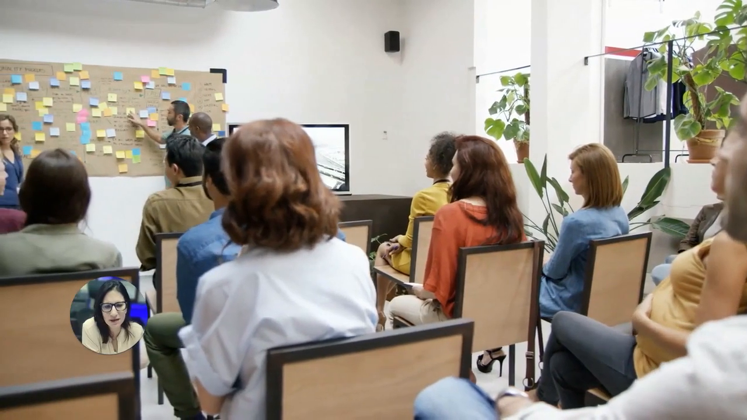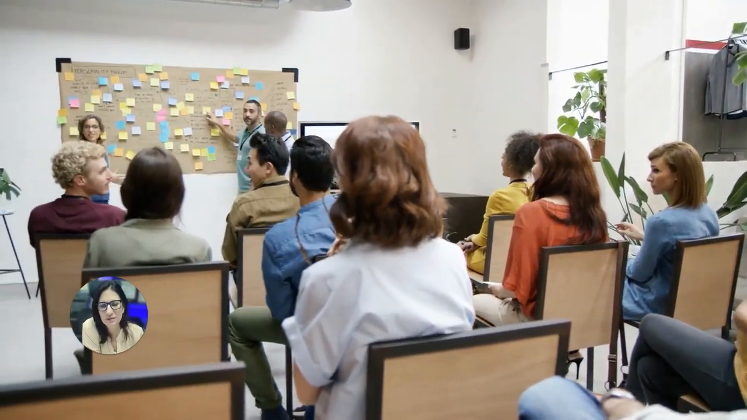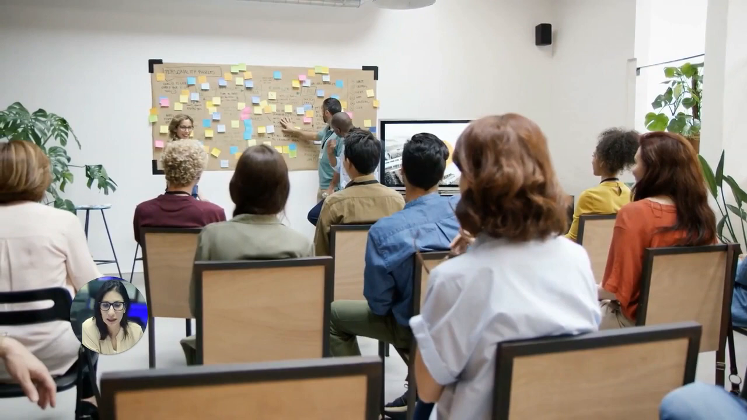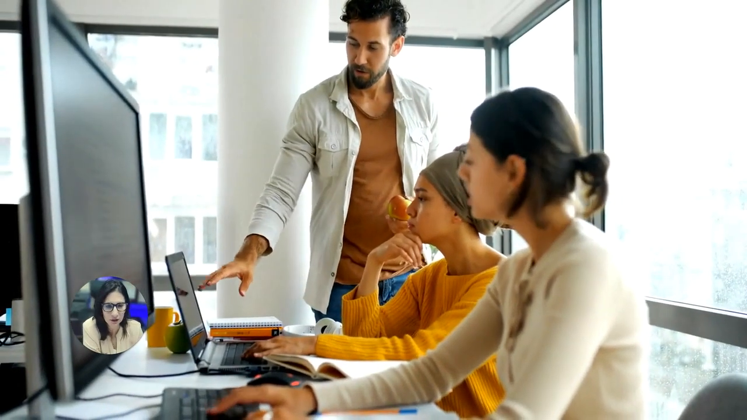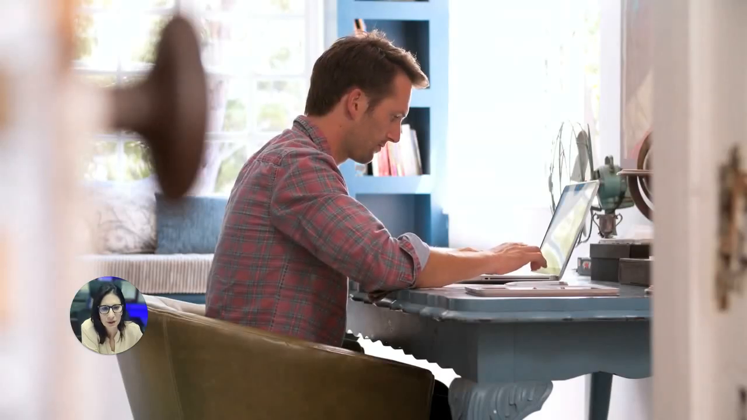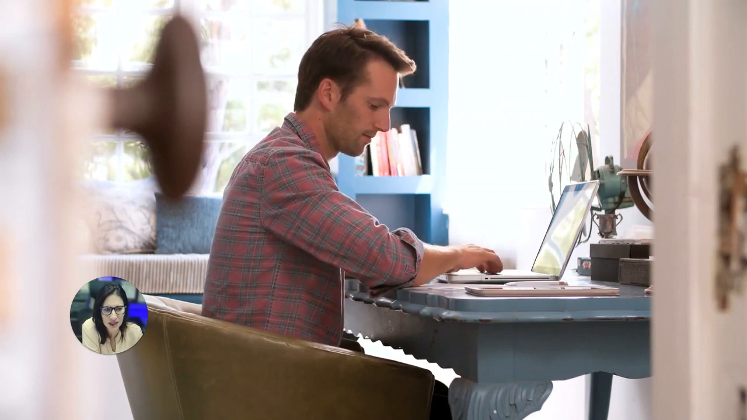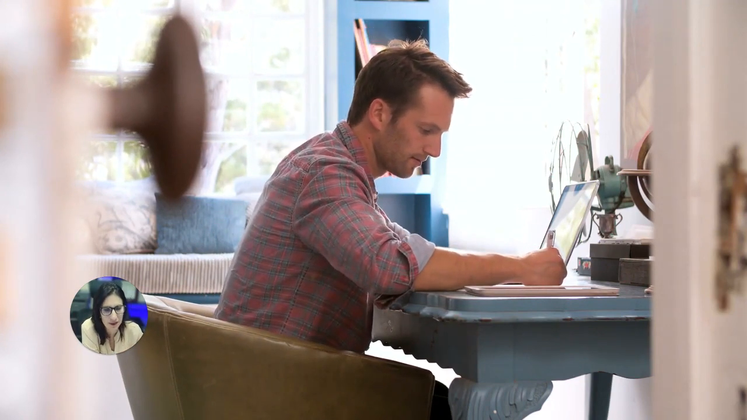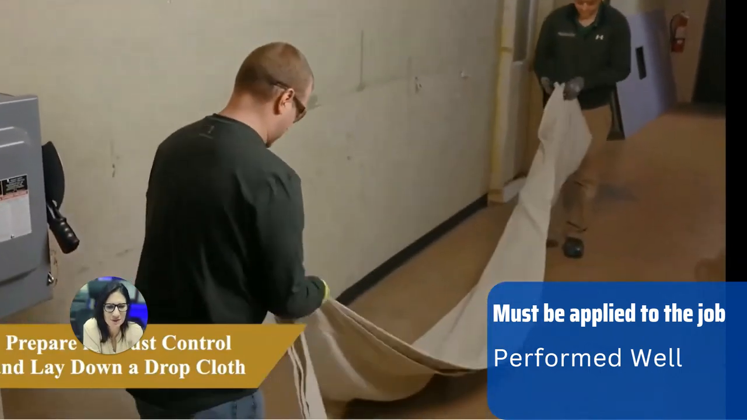So when we are talking about a training intervention, we have to remember this could be anything from a formal class, an in-house session, self-paced, e-learning. It could be training on software, other office functions. The training could be 5 minutes or it could be a year-long process. It's important that the training and development is specifically now being applied to the job and be performed well.